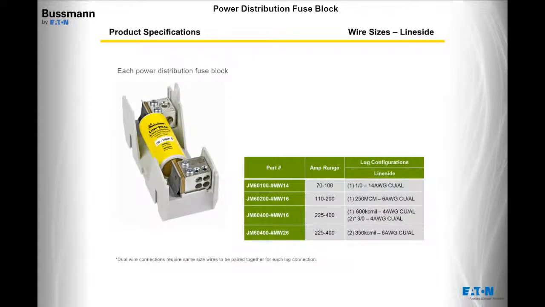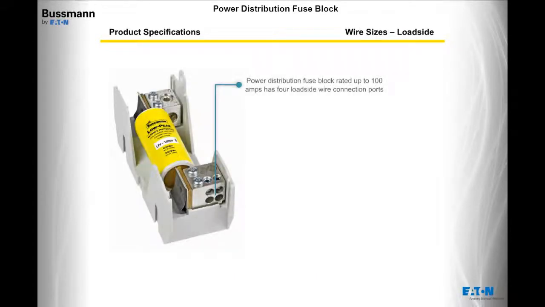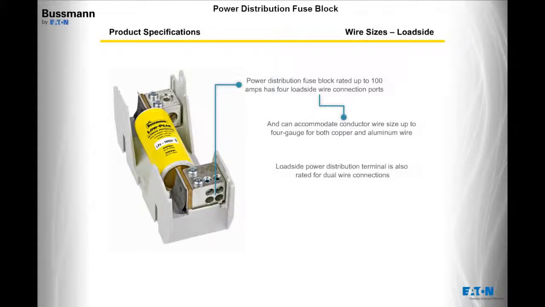Each power distribution fuse block has a standard single-port box lug for the line-side wire connection, rated for either copper or aluminum conductors. The block rated up to 100 amps has 4 load-side wire connection ports and can accommodate a conductor wire size up to 4 gauge for both copper and aluminum wire. The load-side terminal is also rated for dual wire connections, allowing 2 of the same size wires to be connected into each port for up to 10 gauge wires, for a total of 8 potential load-side connections.